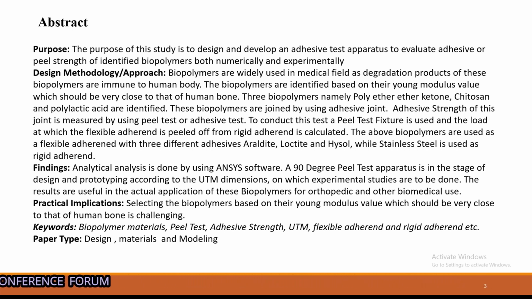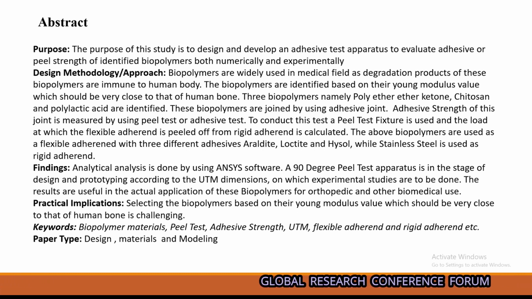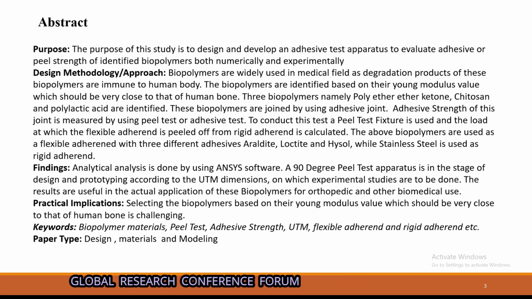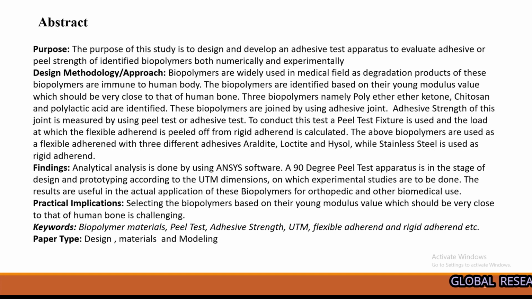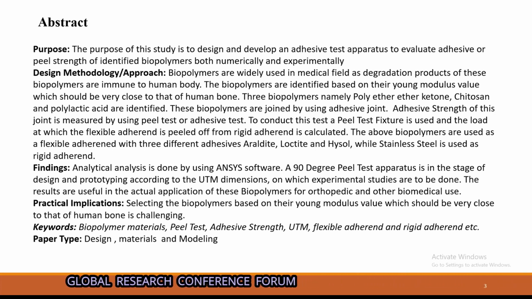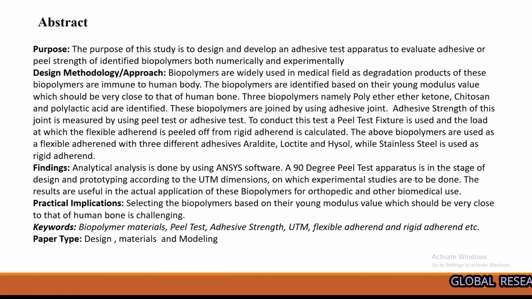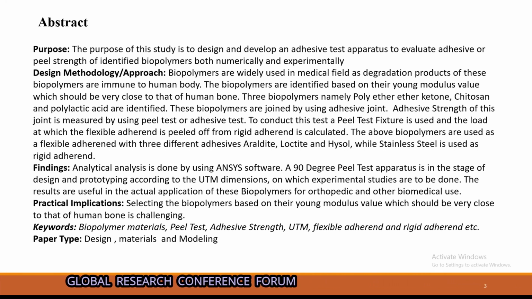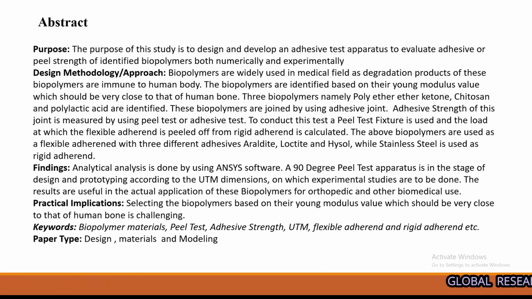Findings: analytical analysis is done by using ANSYS. And for experimental, a 90-degree peel test apparatus is in the stage of design and prototyping according to UTM dimensions, on which experimental studies are to be done. So the results are useful in the actual application of these biopolymers for orthopedic and other biomedical use. What are the practical implications? Selecting the biopolymers based on their Young's modulus, which should be very close to that of human bone, is a challenging task. Keywords are there, and my paper type is design, material, or modeling.